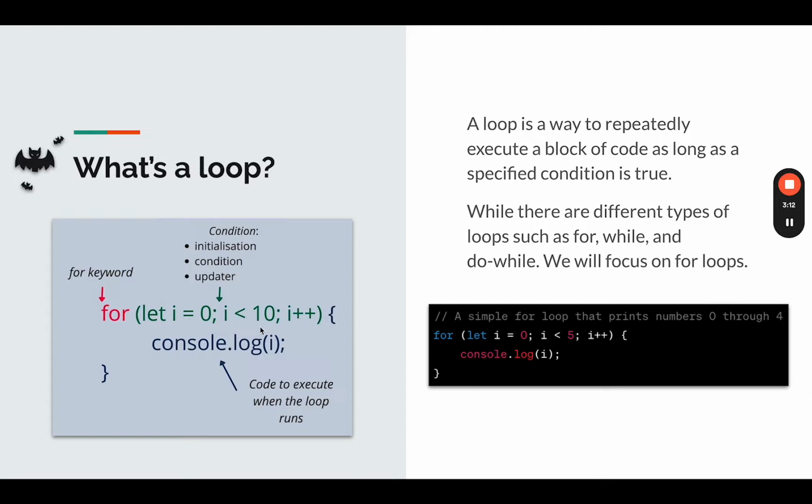So this condition means that you want this loop to execute this line of code only while the value of i is less than 10. Because every time it executes, it's going to increment by 1. So that's what i++ means. It's going to go up by 1. So let's say it starts at 0. 0 is less than 10. Okay, you do this console.log i. That just means you're displaying the value of i into the console.